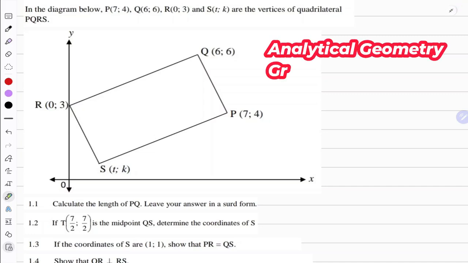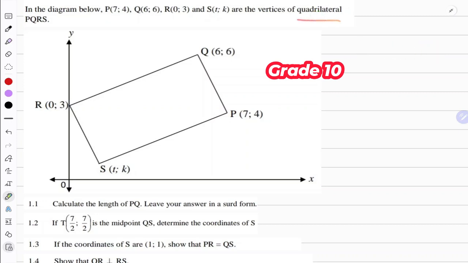So in today's lesson, we're going to focus on analytical geometry. It says in the diagram below, we are given 4 vertices. These are the vertices of quadrilateral PQRS. So we don't know what type of quadrilateral this is.